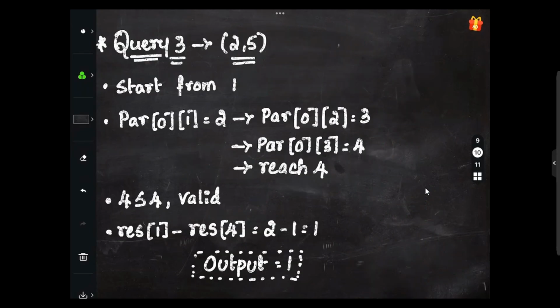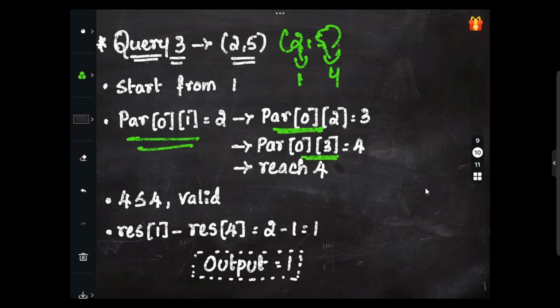Let's move on with the third query. We have 2 comma 5 here. This one is index 1, this one is index 4, so we will start from 1. We will carry on with the same steps that we did for query 1 and query 2. Prefix of 0 1 is nothing but 2, prefix of 0 2 is nothing but 3, and because we are considering 5, we have to go with 3 and 4. So we have reached 4 here.